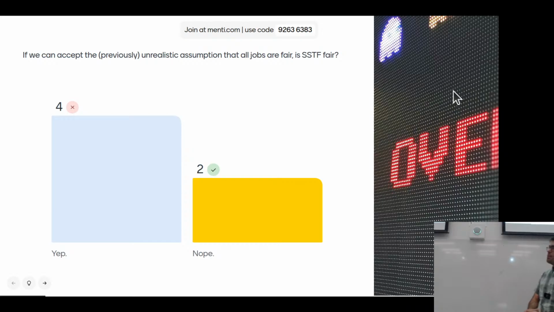Shortest seek time first was very closely related to shortest job first as a policy. Shortest job first as a policy was an unfair policy. It was not a fair policy, even if we could assume that all tasks are fair and that they would all finish. It was not a fair policy because we could get into this weird situation where we have a longer running task and then an infinite number of short running tasks that just keep getting added in front of it, and that long running task never gets to go. Shortest seek time first is the same problem. It's got exactly the same problem.